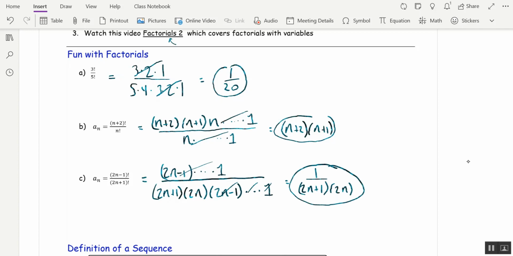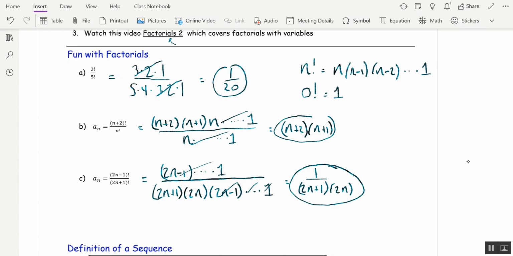The definition of n factorial, by the way, is n times n minus 1, n minus 2, keep multiplying all the way down to 1. And also, by definition, 0 factorial, you'd think it's 0, but it's not. It's defined to be 1.